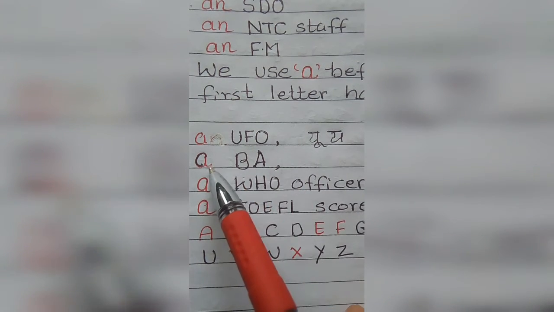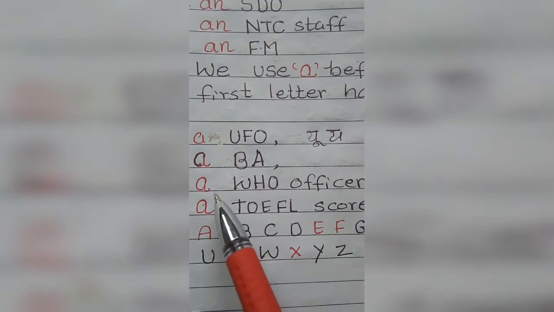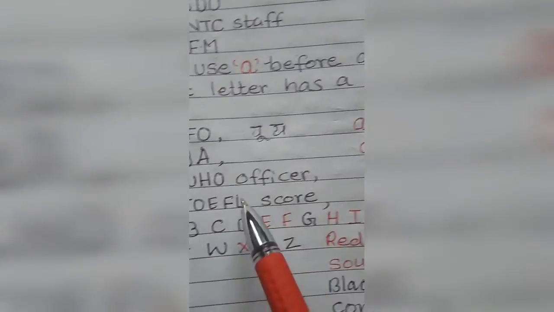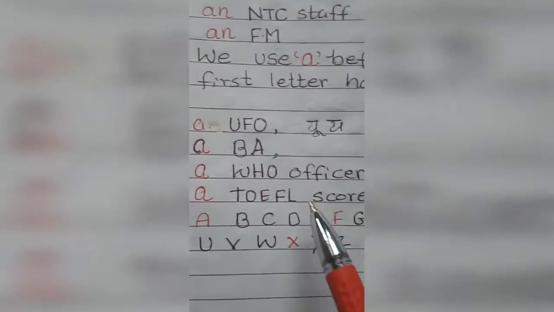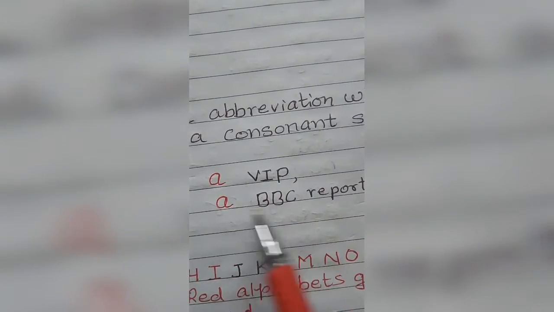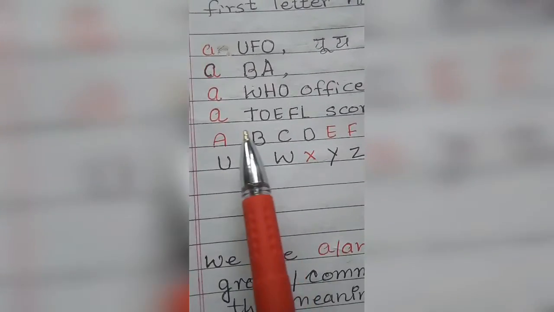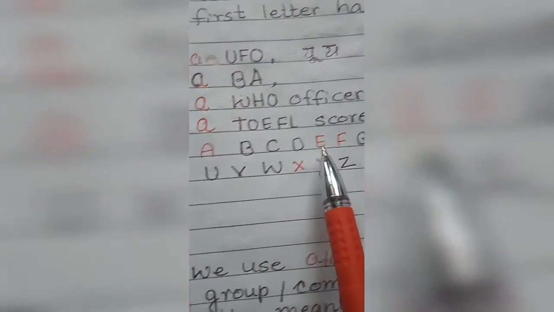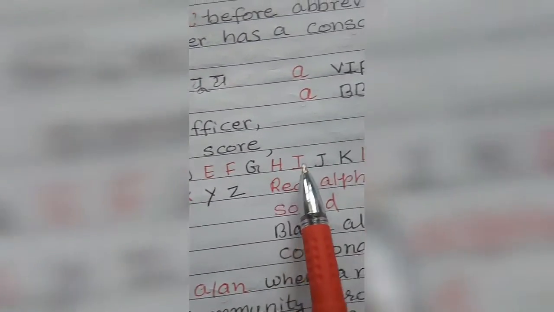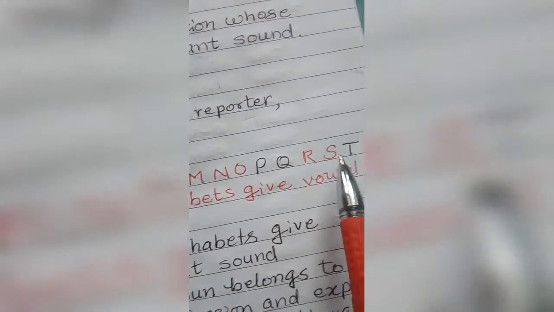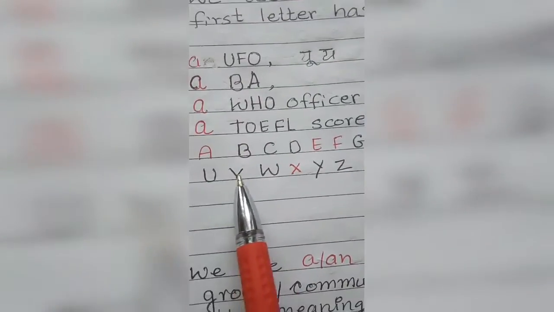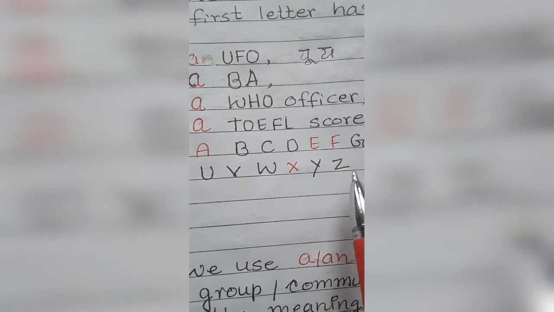Or a UFO, or a BA, that is clear, or a WHO officer, or a TOEFL score, or a BJP, or a BBC reporter. Okay, let's read here. A B C D E F G H I J K L M N O P Q R S T U V W X Y Z.